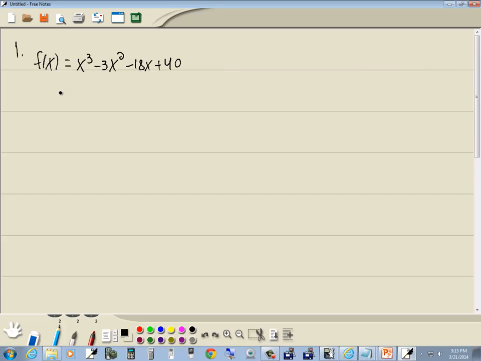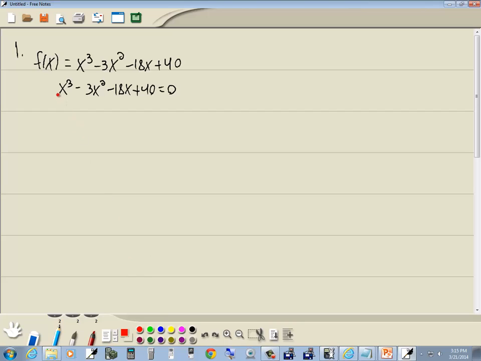Well, what that means is we set this equal to zero. So we've got x to the third minus 3x squared minus 18x plus 40 equal to zero. Now, when we've got a polynomial and we're trying to find the zeros, your largest power, your degree, tells you how many answers you're going to have. So our largest power is the third power. It means we're going to have three answers.